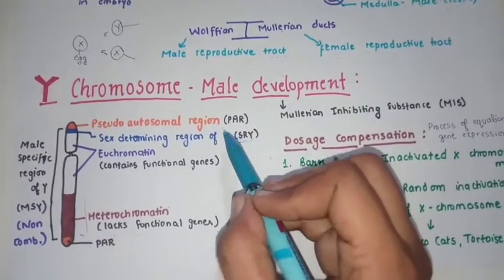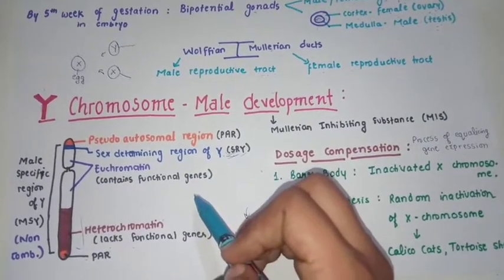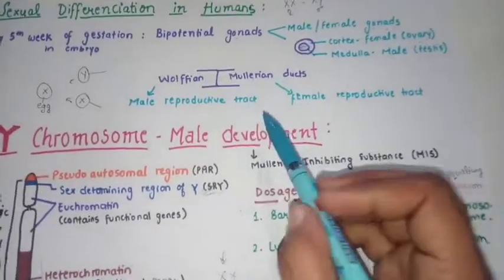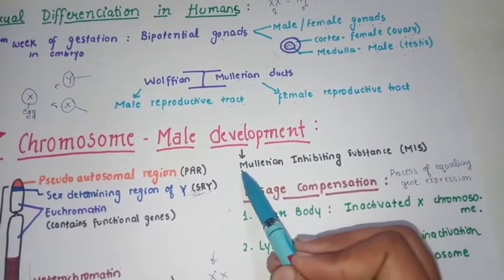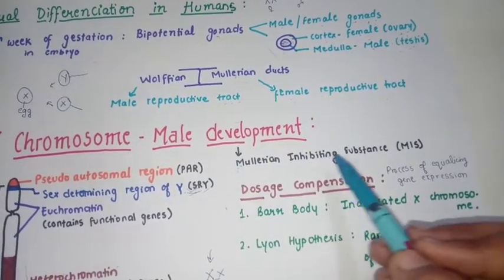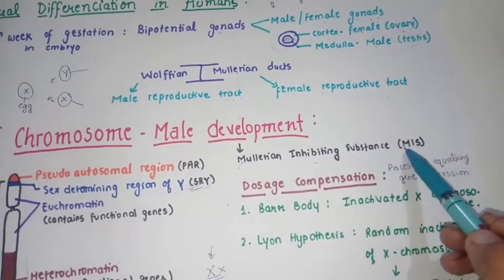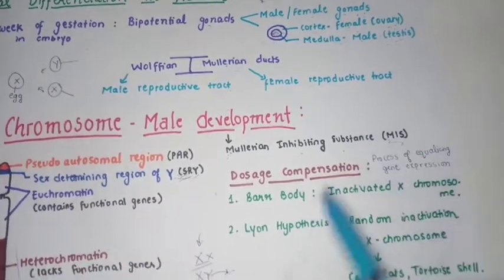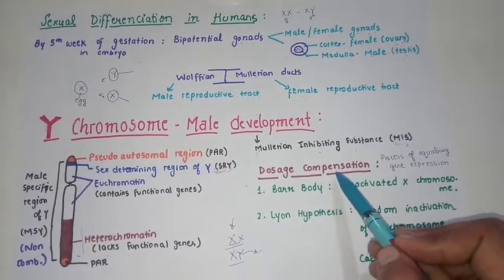After that, when we know that the Y chromosome has been introduced, that is a male, the Mullerian ducts will degenerate due to the presence of a substance called Mullerian inhibiting substance, that is MIS. After that, there are two factors for dosage compensation.